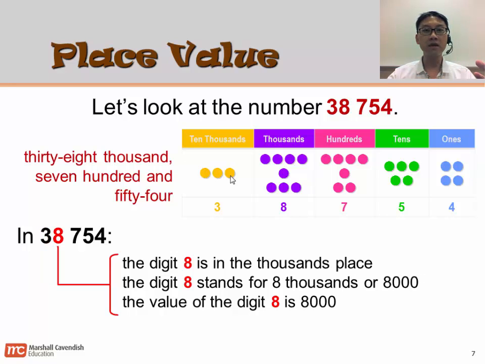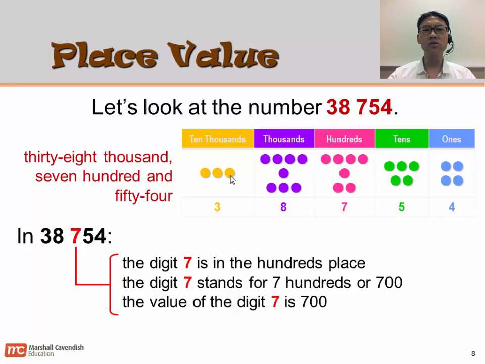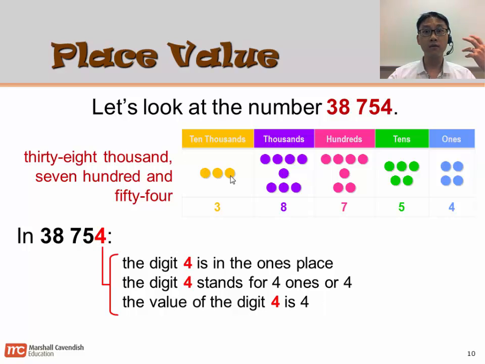Alright, so same thing if the digit 8 is in the thousands place, it stands for 8,000s or 8,000 as a number, and the value is 8,000. And the same as we go on to 7, 5, and 4. So each digit in a number has a place, it stands for something, and it has a value. We can ask you any of the 3.